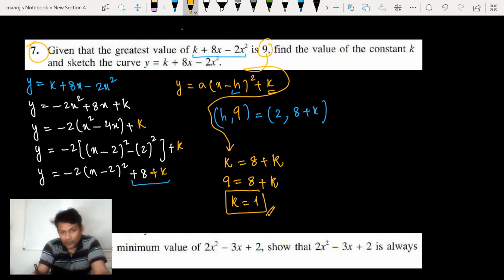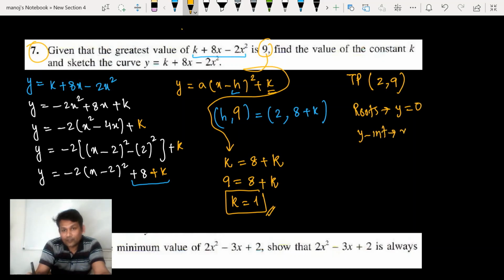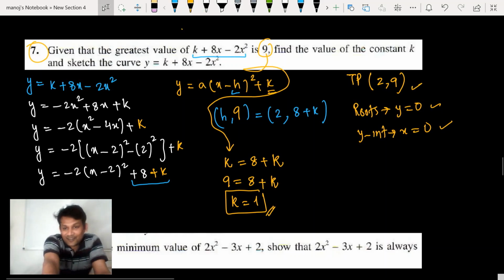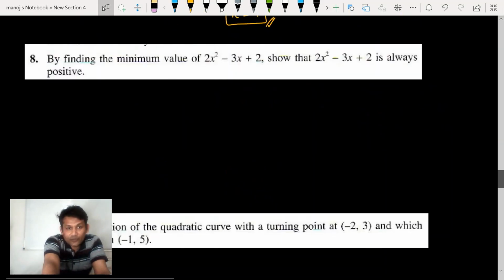Now, what's the turning point? The turning point is here, h and k. h is 2, so 2 and 9. Now, if you want to draw this sketch, please find roots. Roots means y equals 0. Find y-intercept, x equals 0. Maybe 2 answers here, 1 from here and 1 from this, and you can draw the sketch. Okay? And I have explained how to draw the sketch.